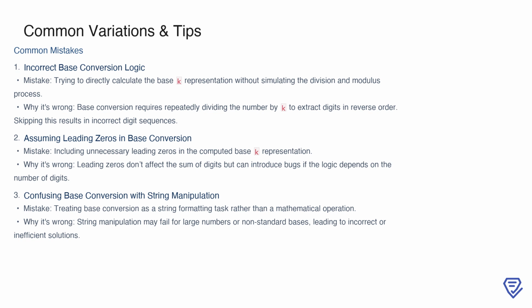Another frequent issue is assuming that leading zeros are part of the base conversion. While leading zeros don't affect the sum of digits, they can cause problems if your logic relies on the number of digits. Additionally, some confuse base conversion with string formatting, treating it as a manipulation task rather than a mathematical process. This confusion can result in errors, especially when dealing with large numbers or less common bases.